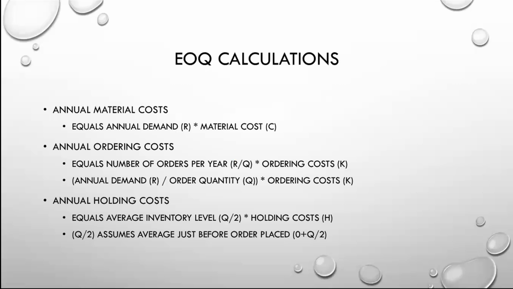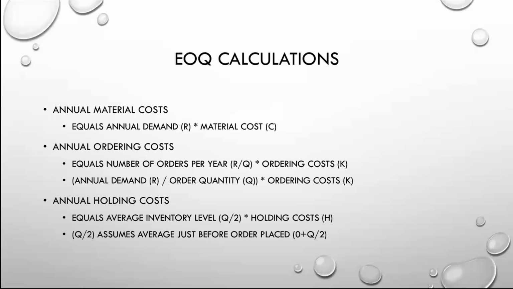Annual holding costs is the average inventory level times your holding costs. So this is kind of a trick. When we assume this, we assume that it's a lump sum. So we start off with 0, and your lump sum is 10,000. So you take the average of those two numbers, and that gives you your average inventory level. Okay. So if you order 10,000 and you start off with 0, 10,000 divided by 2 is 5,000. Your holding costs is multiplied by that. So you have your annual holding costs, annual ordering costs, annual material costs. This is how you calculate the costs associated with your EOQ.